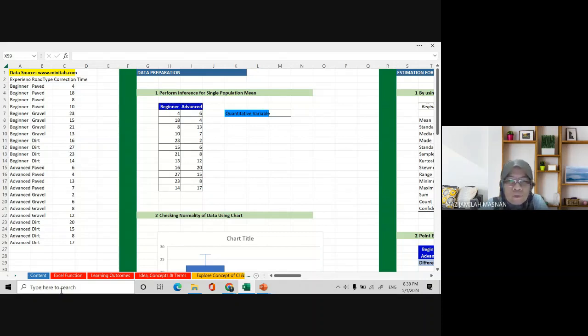Now, before we go to the example and how to use the Excel to solve the example that we have done manually last time in the class, we are going to look at what are the things that appear in your Excel document, so that you can benefit from the things that are available in the Excel document.